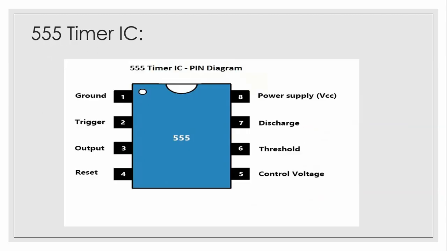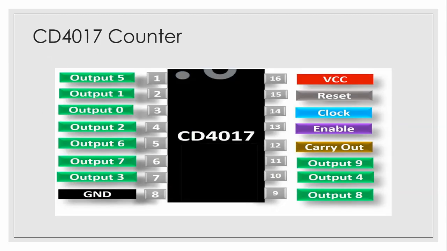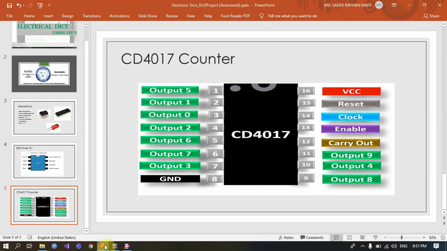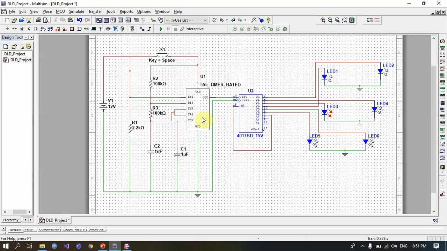This is the pin diagram for the 555 timer IC, and this is for the 4017 decade counter. So let's go to the simulation. Here, as you can see, the circuit starts with a 555 timer IC, which gives out a series of clock pulses. These pulses depend on the capacitors and the resistors here. And we also connect a push button and a battery here.